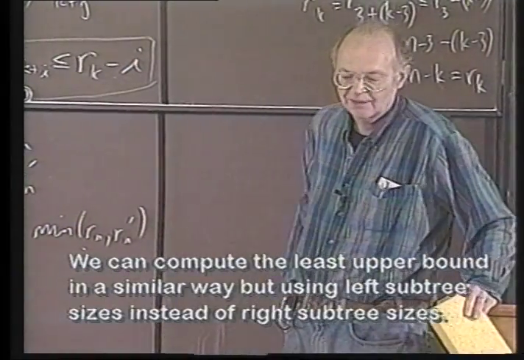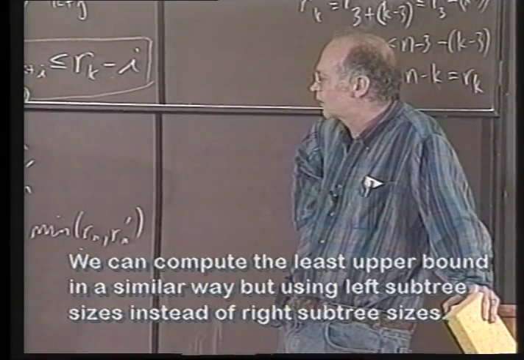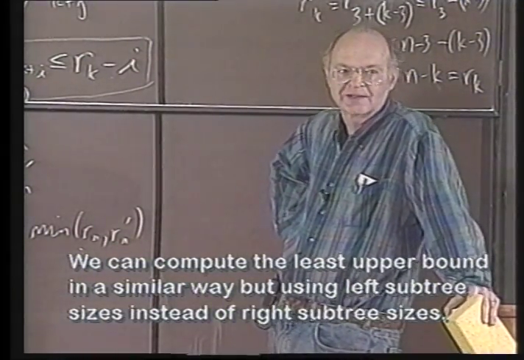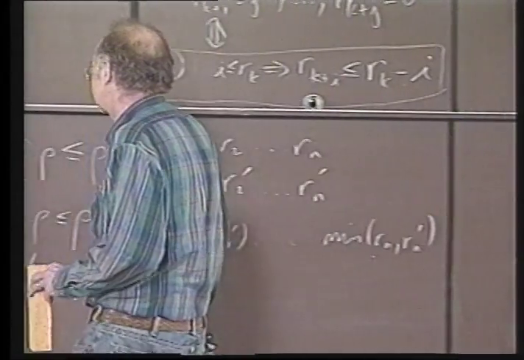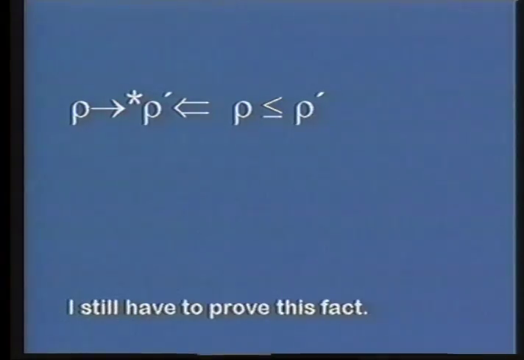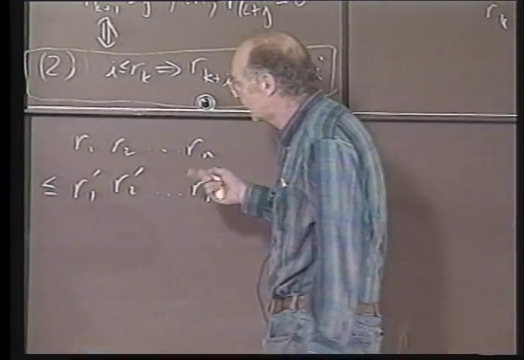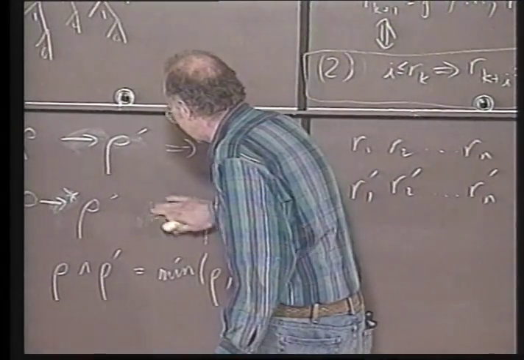So we can compute the least upper bound in a similar way, but using left subtree sizes instead of right subtree sizes. Now, I still have to prove this fact here, and it's not hard. Now I'm going to work on another problem, so I'm going to erase this. Suppose this is less than or equal to this, but not equal. And so now I'm going to try to prove this direction.